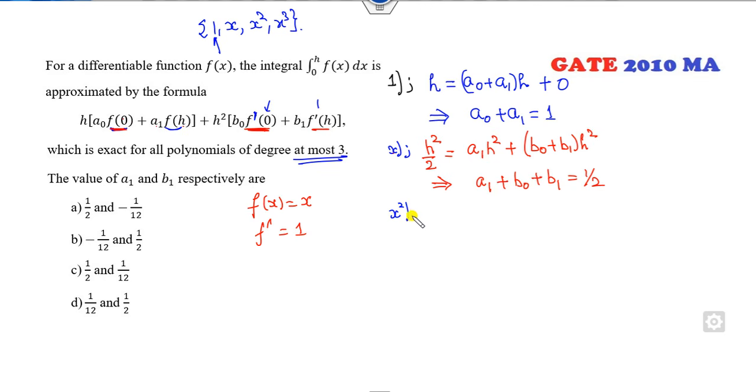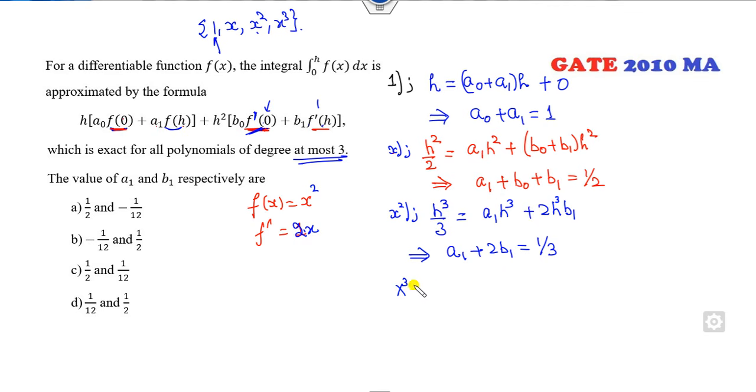Then we can find for the third basis, x square. Integration of x square is x cube over 3, which is equal to, this is again 0, this is a1 h cube. What is the derivative of x square? It is 2x. So if I substitute 0, this value will be 0, this value will be h. So 2h plus 2h b1 and h square is h cube. So from here you can see a1 plus 2b1 is 1 over 3.